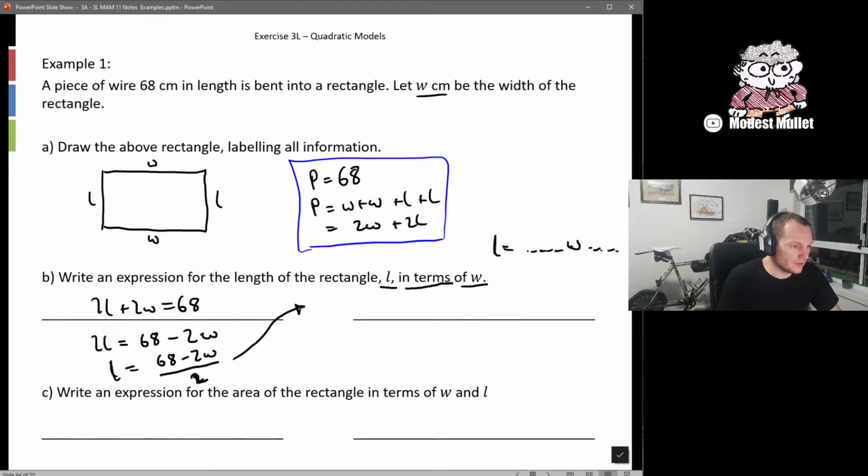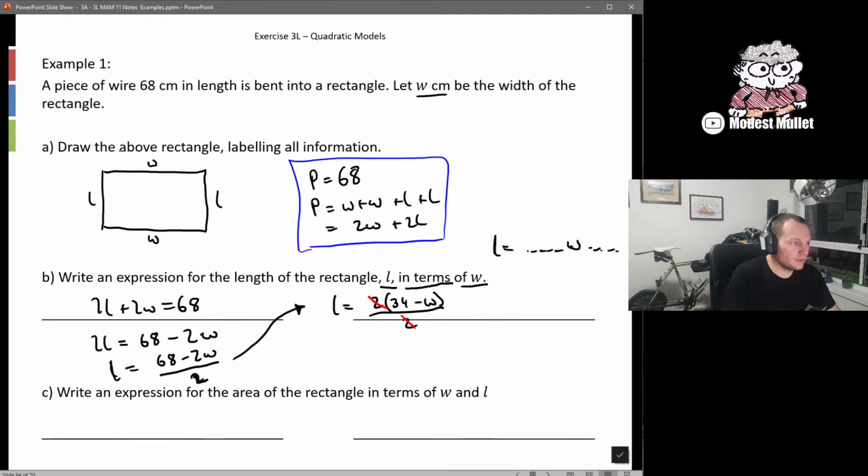We could simplify this though. Take 2 out as a common factor of the numerator, so we get L equal to 34 minus W, all divided by 2.